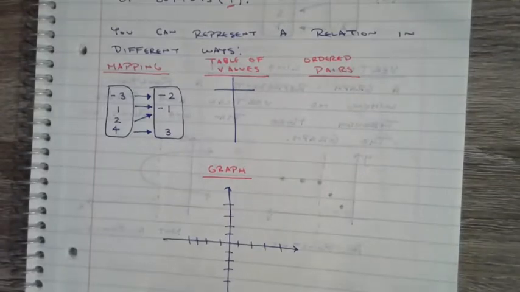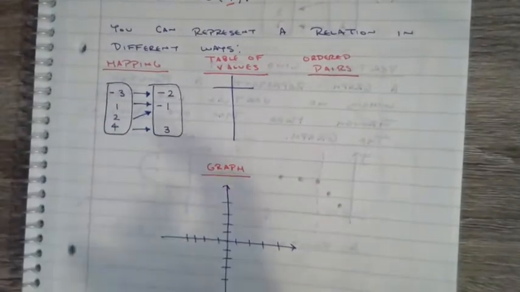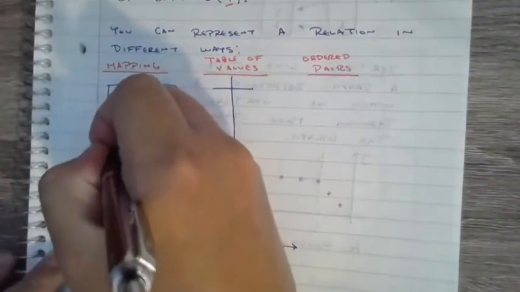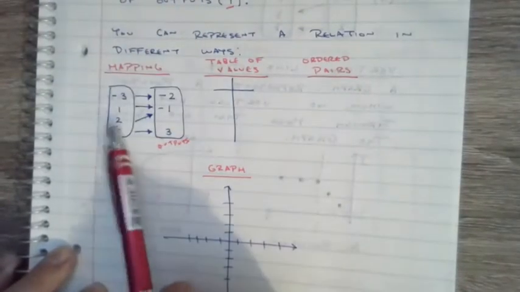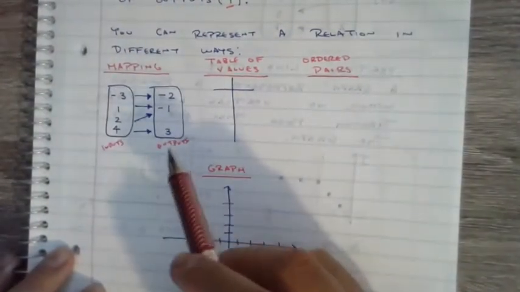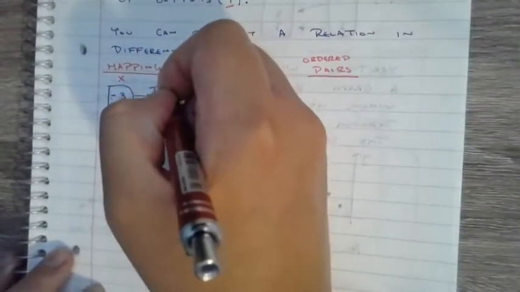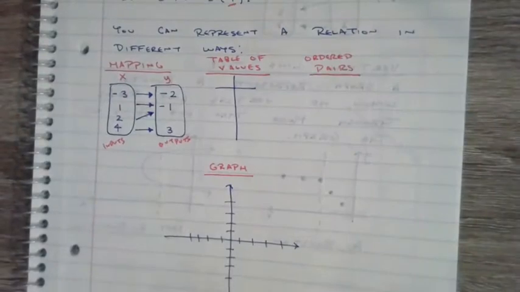Alright, so you can represent the relation in different ways. You're going to be seeing a relation being described in a lot of different ways. The first way is you're going to see a mapping. These will be your inputs, and then these right here are your outputs. If you see that arrow, you guys, it's going from inputs to outputs. In other words, just to make it easy for ourselves, these are our x's and these are our y's.